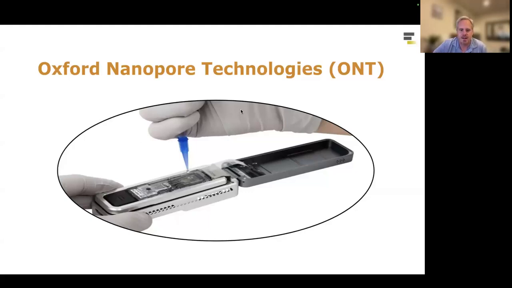The longest nanopore read I've ever seen has been a few million bases long. The longest one that's ever been reported is a bit over 4 million bases long in a single read. That's close to an entire bacterial chromosome in a single read, just read directly out of the sequencer.